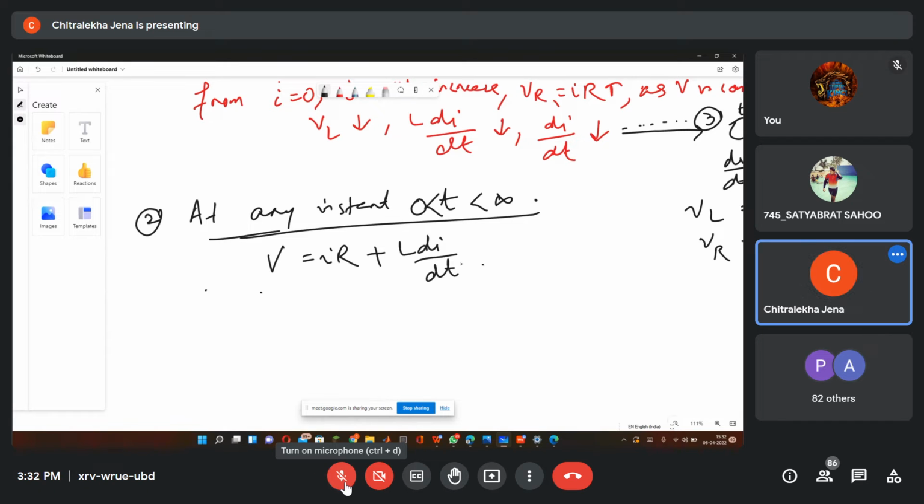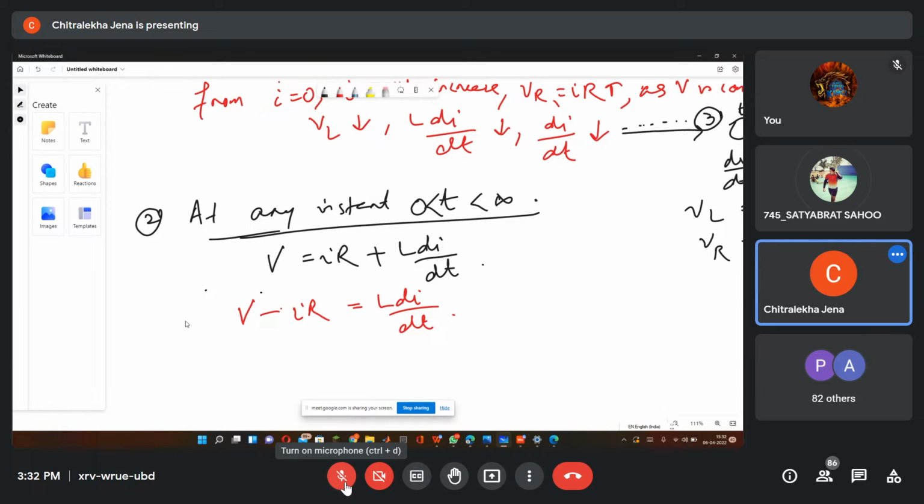Is it okay? Neither VR is equal to 0 nor VL is equal to 0. So I can write down V minus IR is equal to L di by dt. Clear? Am I clear?